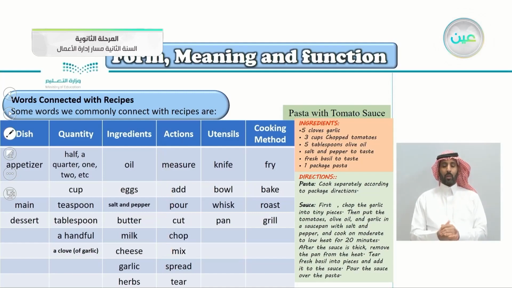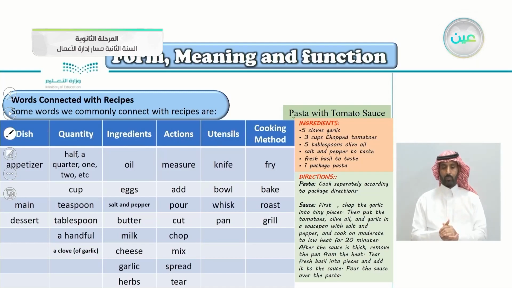Utensils, things that you use. You use the knife, the spoon, or bowl, a bowl of flour, for example. Whisk, pan, the pan you use to cook eggs, for example. Cooking methods, how you cook things. You fry them, fried, like the chicken, for example. You bake them, like pies. Roast, like the chicken. You grill them, as you do with some beef. So all of these words are related to recipes and how you cook things.